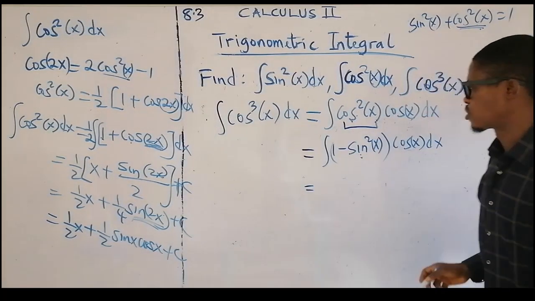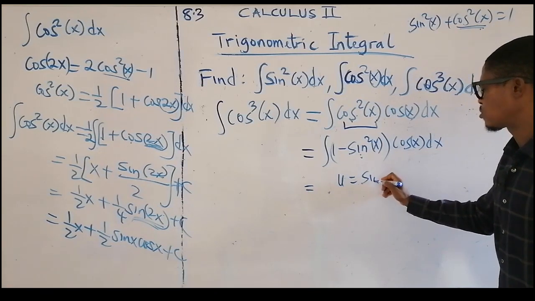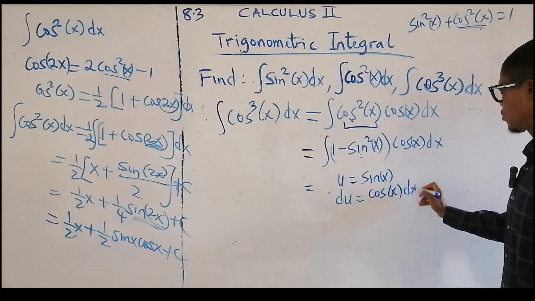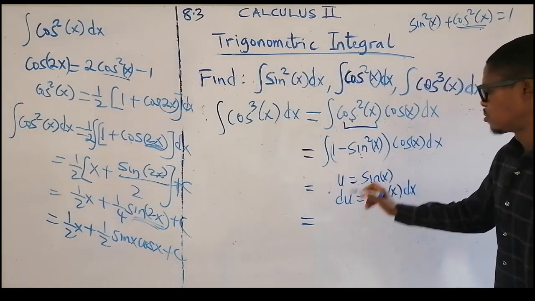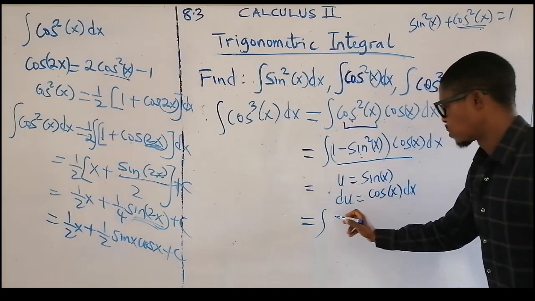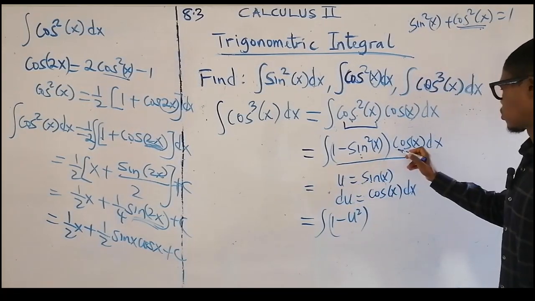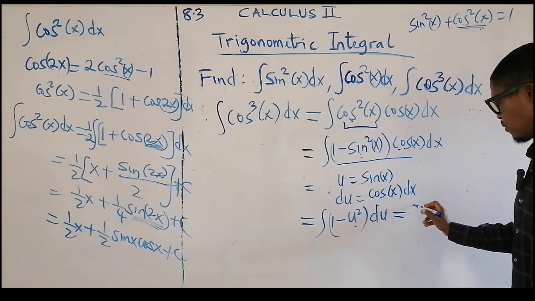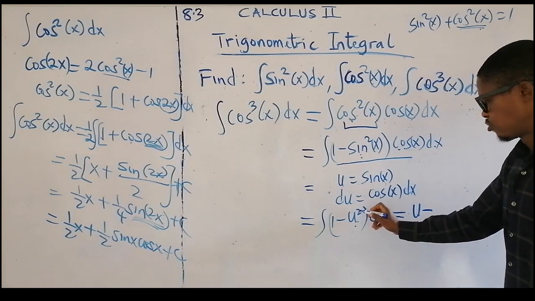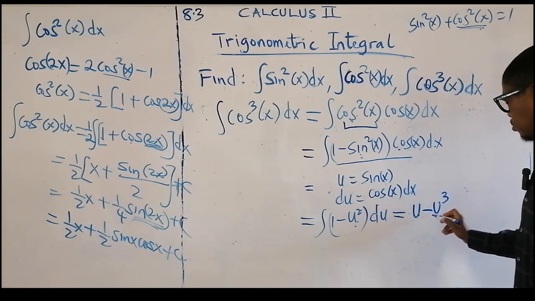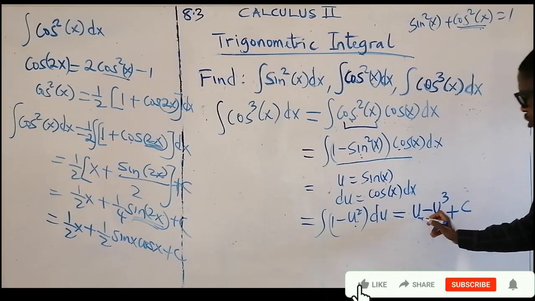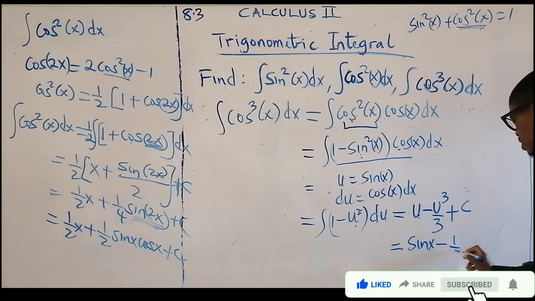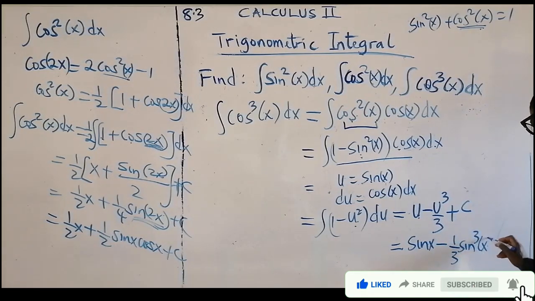Then do your u substitution. Let u be equal to sine x. So the du, if you differentiate sine, that will be cos x dx. Then, begin to substitute now. So we have 1 minus u squared times cos x dx. That's du. Integrate this with respect to u. That will give us u minus integral of u squared, that will be u to power 3 over 3, plus c. Then return your u back, and that will be equal to sine x minus 1 over 3 sine cube x plus c.